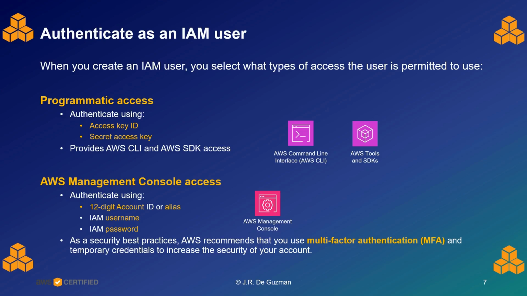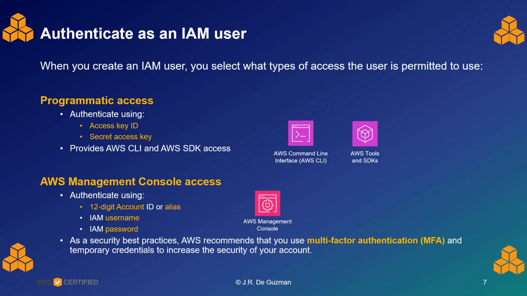When you define an IAM user, you select what type of access the user is permitted to use to access the AWS resources. You can assign two different types of access to your users. The first one is programmatic access, and the second one is the AWS Management Console access. You can assign programmatic access only, console access only, or you can assign both types of access.